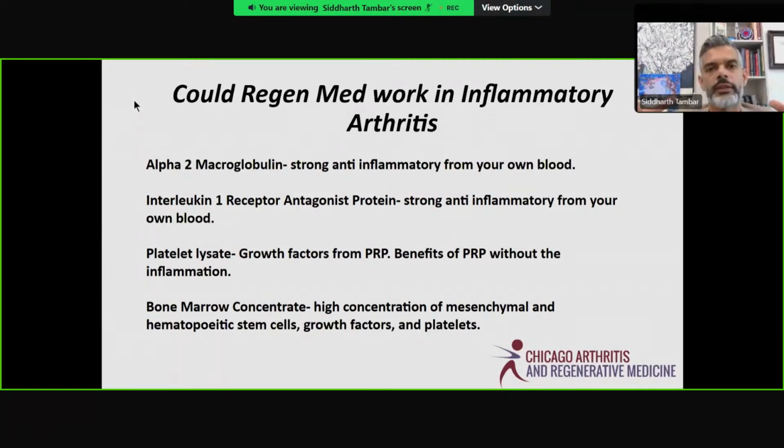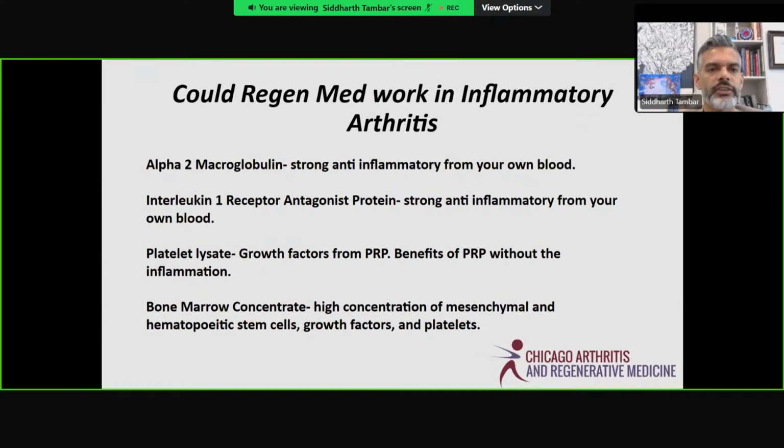In theory, there are some regen med options that may be helpful. Alpha-2 macroglobulin is something your body already makes. We can concentrate that after a blood draw, and it's a very strong anti-inflammatory that can be re-injected into the joint. Interleukin-1 receptor antagonist protein is another similar, very strong natural anti-inflammatory that your body makes that we can concentrate and then re-inject into the joint.